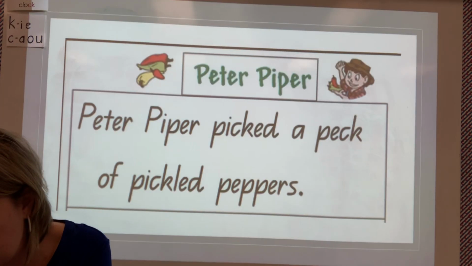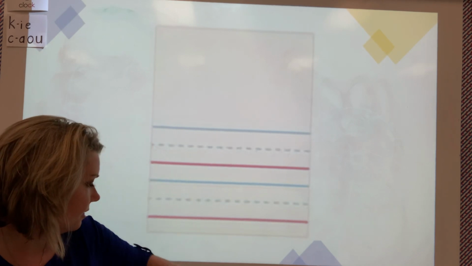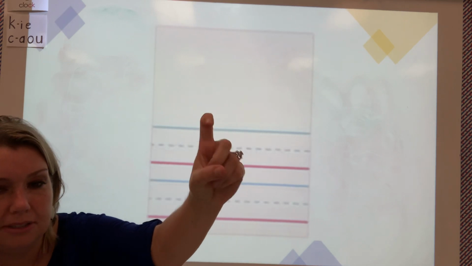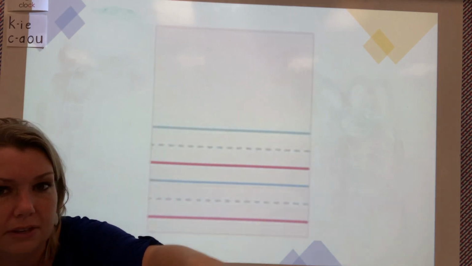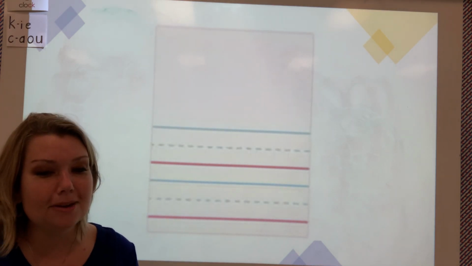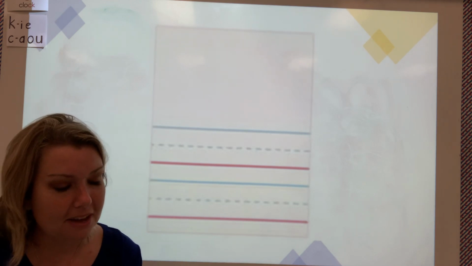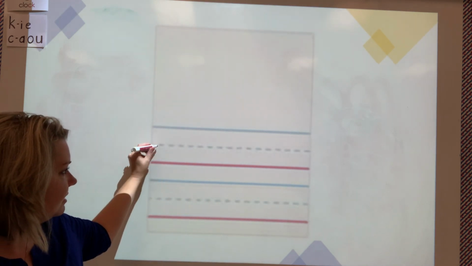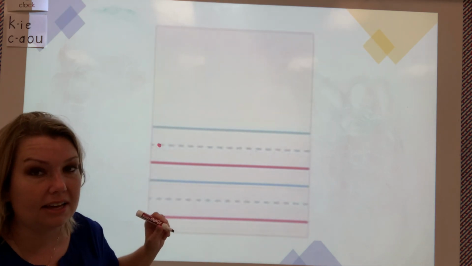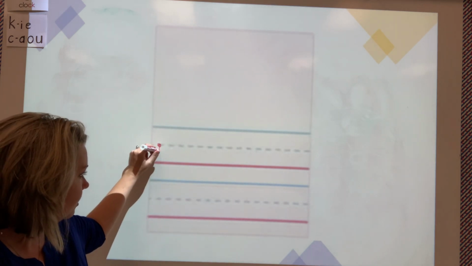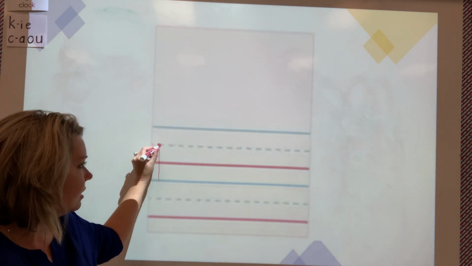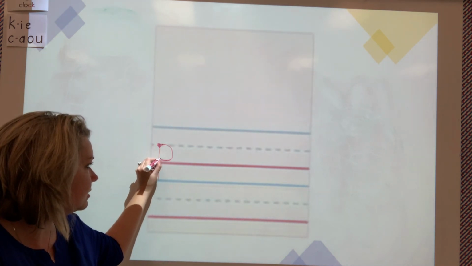Now we're going to talk about how to draw the p sound. I need you to get your pointer finger. Pointer finger, where are you? Here I am. How do you do? Point to where it begins. The p sound begins on our dotted line. Point to the dotted line, and it is a long line down below. Lift and circle to the right.